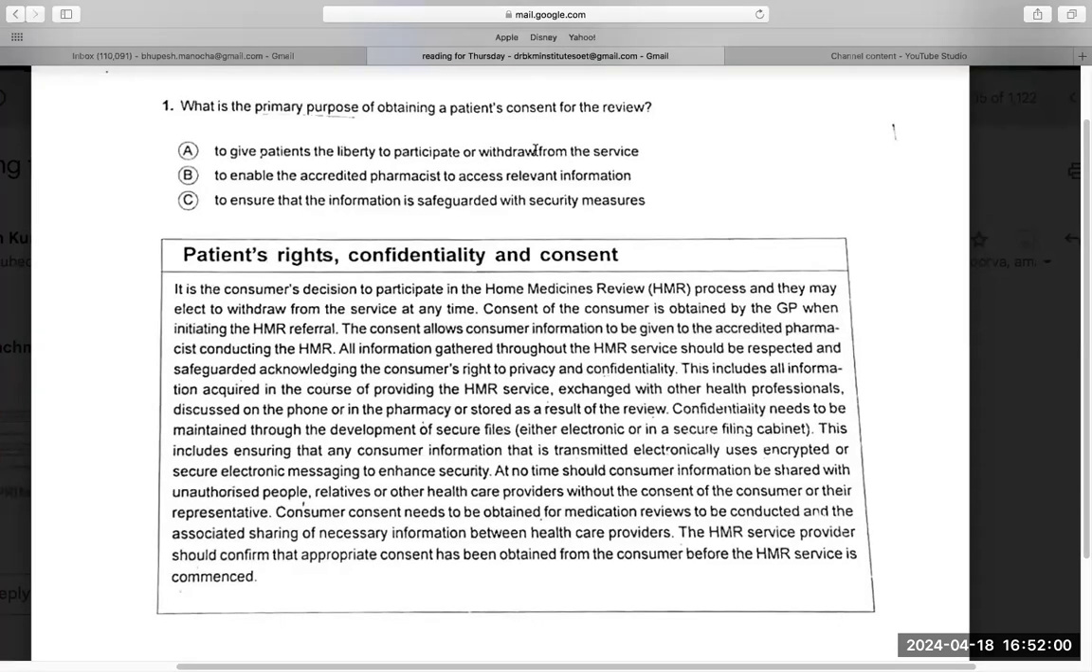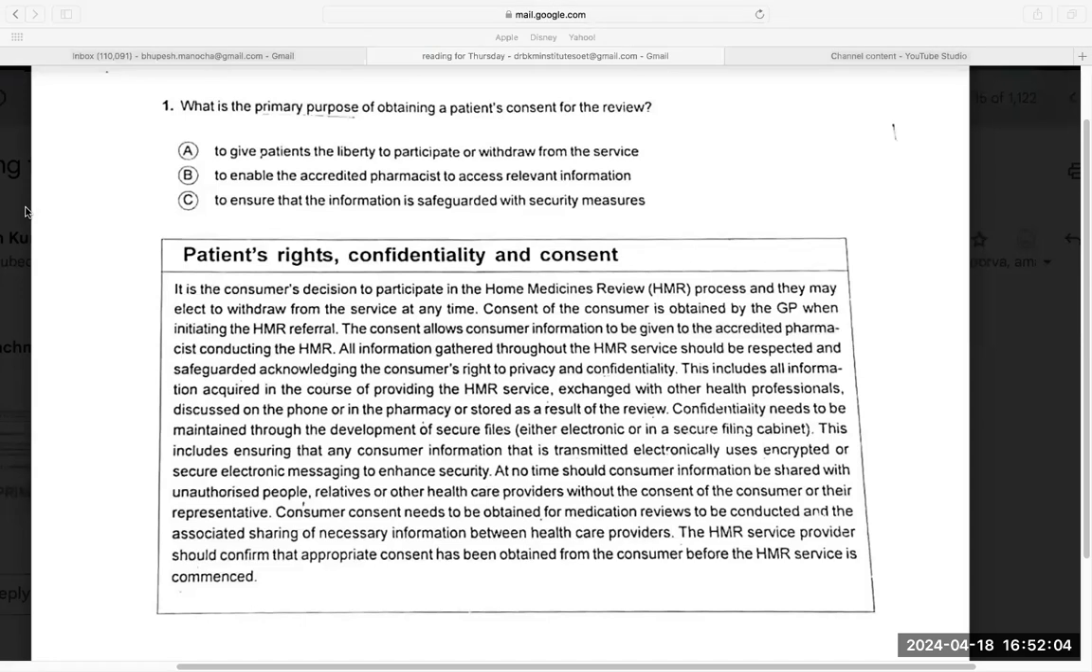So this is a very special question. That's why I'm recording it for you all. Normally, you know that we take regular classes 4 times a week, Zoom classes, but we record only the questions which are very different. Like this question is very different. This question says: what is the primary purpose of obtaining a patient consent for the review?